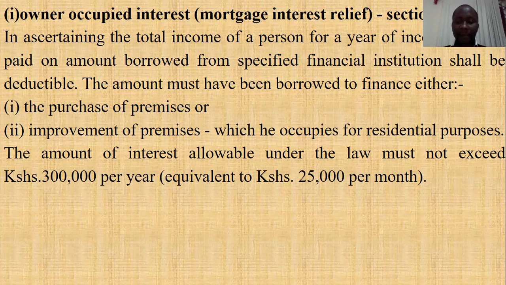So if the interest that you are paying is 15,000 shillings per month, you get a deduction of 15,000 shillings per month. This has a limit of 25,000 shillings per month. When we say there's a limit of 25,000 shillings per month, it means that if your interest is 30,000 shillings, you do not get a deduction for 30,000 shillings. You get a deduction for 25,000. You cannot get more than 25,000.